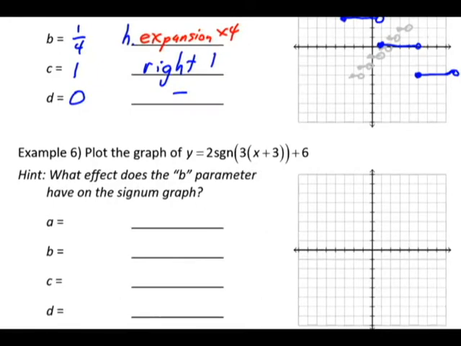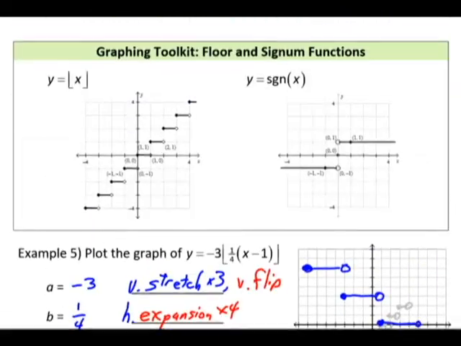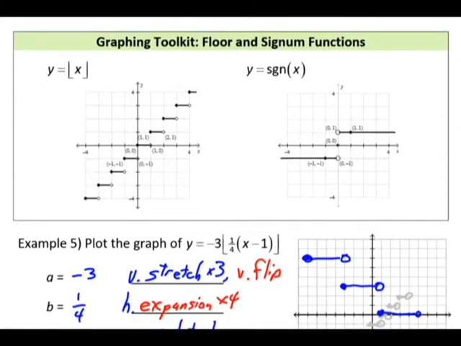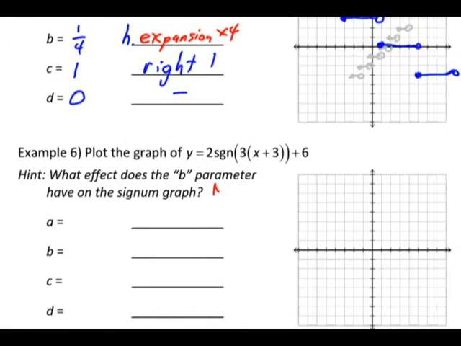Next, we'll plot a graph of a Signum function. Now, as for this hint, what effect does the B parameter have on the Signum graph? Well, remember that the B parameter is a horizontal compression. If we look back at the Signum function, if we stretch or compress this horizontally, it's not going to matter because we keep the same y value on each ray. So while we will identify the B parameter, it's not going to affect our graph in the slightest.